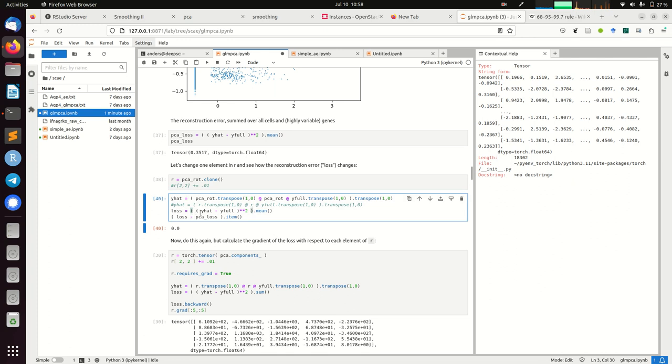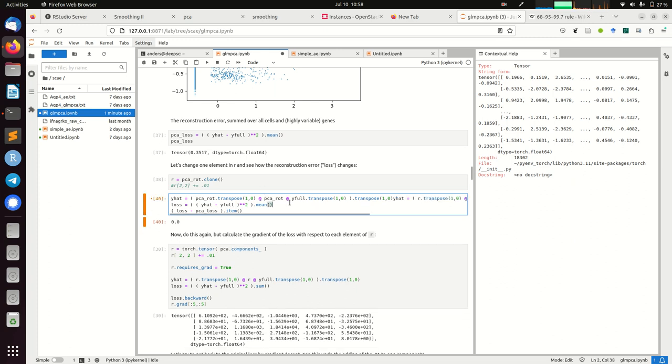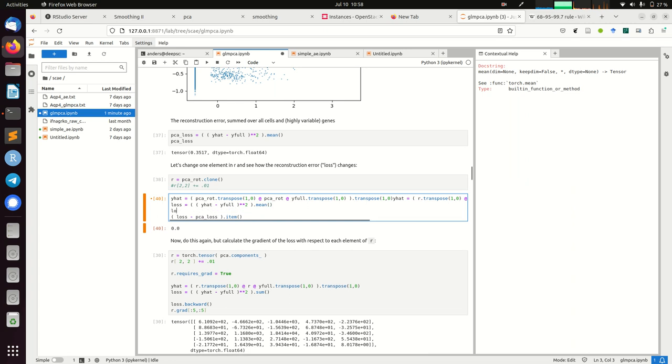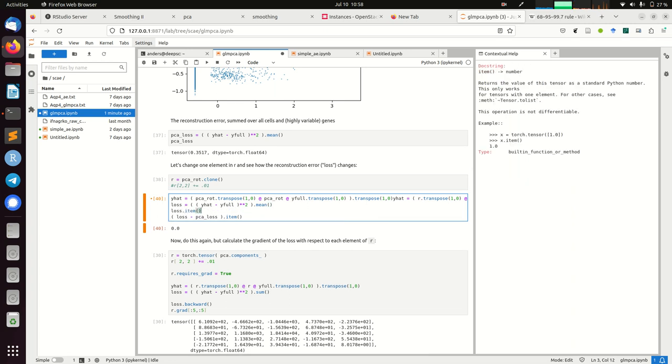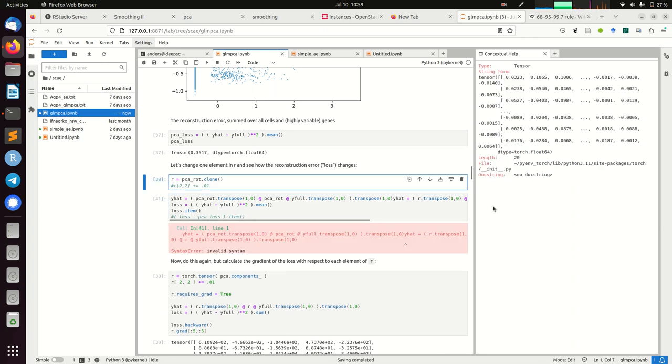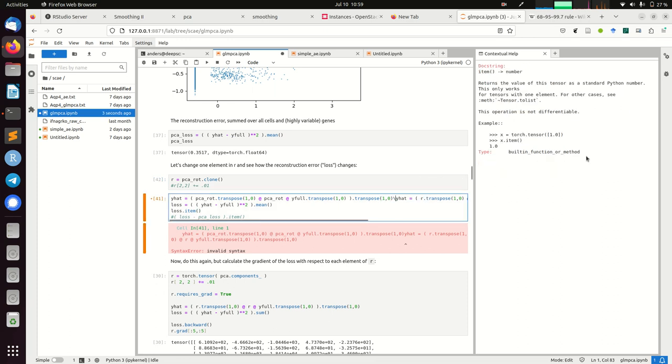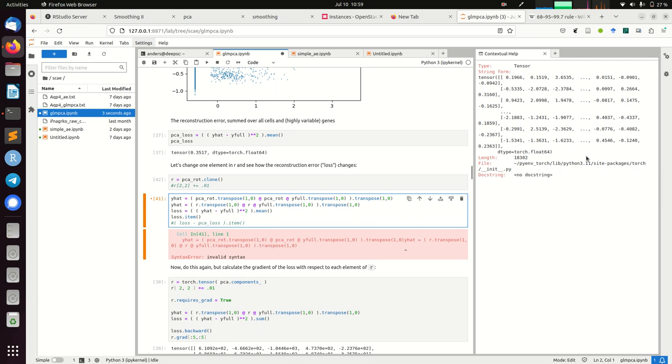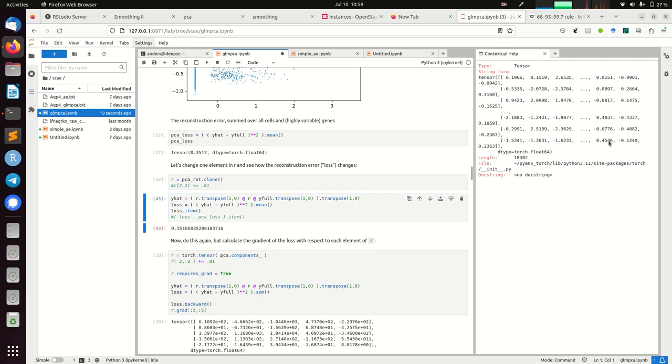Loss, of course. I'm an idiot. Loss dot item. That's what I wanted here. So here we see we calculate our R. Then we get our y hat, and then now, of course, I get the same loss as before.